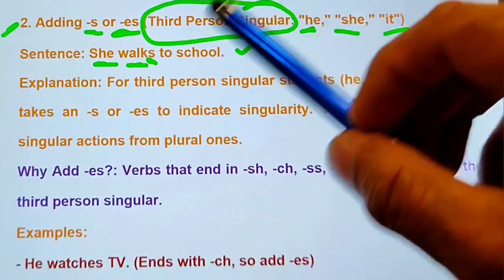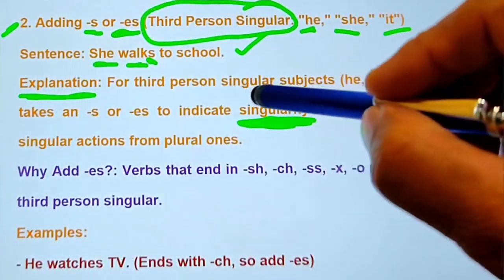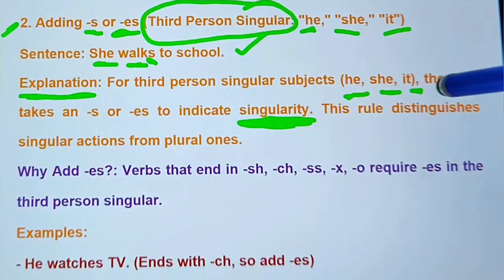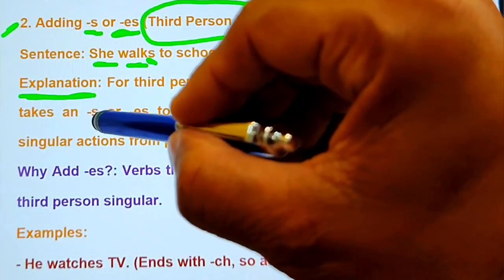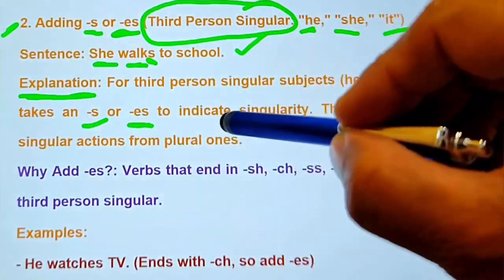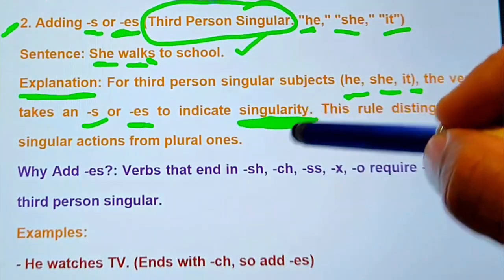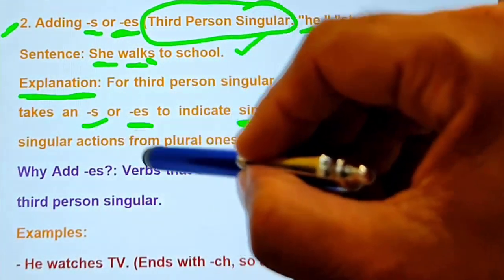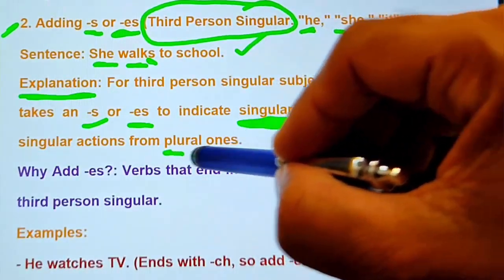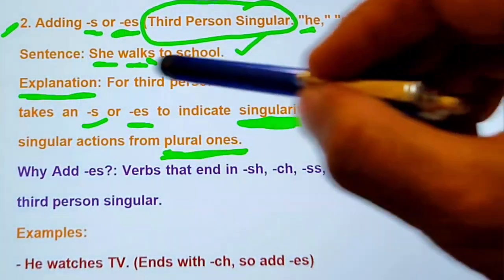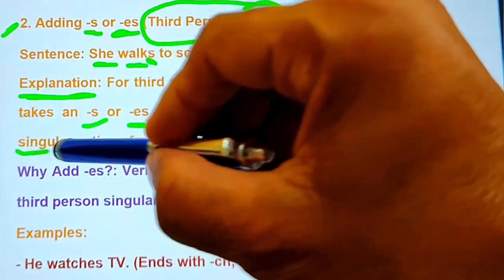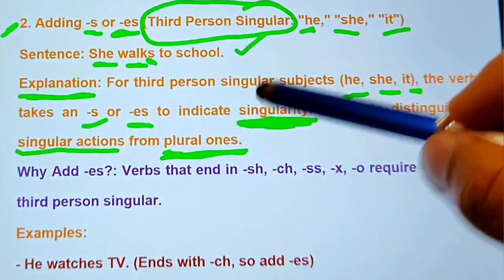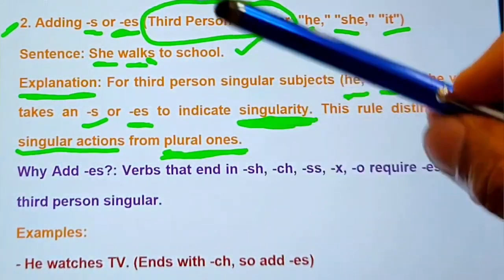An explanation about this here. For a third person singular subject, he, she, it, the verb takes an s or es to indicate singularity. This rule distinguishes singular action from plural ones. So this describes the singular action. That's why we use es or s to indicate singularity.